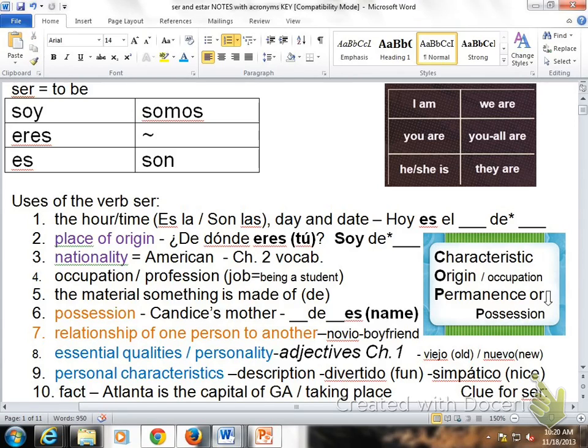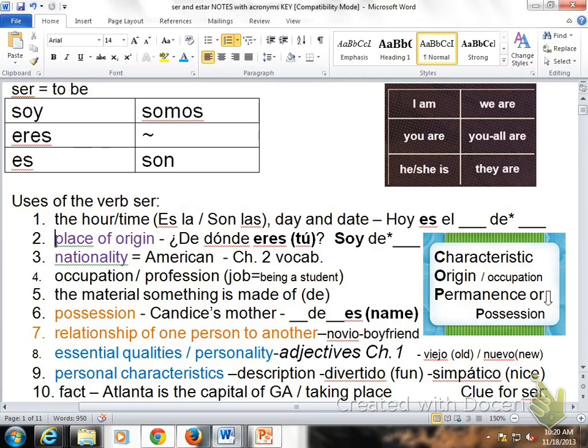Another one, I put these two in the same color because place of origin is basically asking where you're from. Nationality also is basically talking about where you're from. So place of origin, de donde eres, where are you from? Soy de, wherever you're from. Nationality is basically I am American versus I am from the United States. So two very similar reasons there.